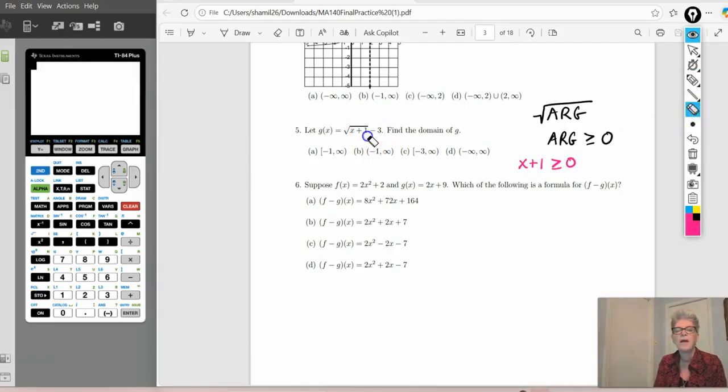Again, the domain has to be what the restriction is on x. So I have to get x by itself there. So if I subtract 1 from both sides, then we have x is greater than or equal to -1. And that is a correct answer for the domain.